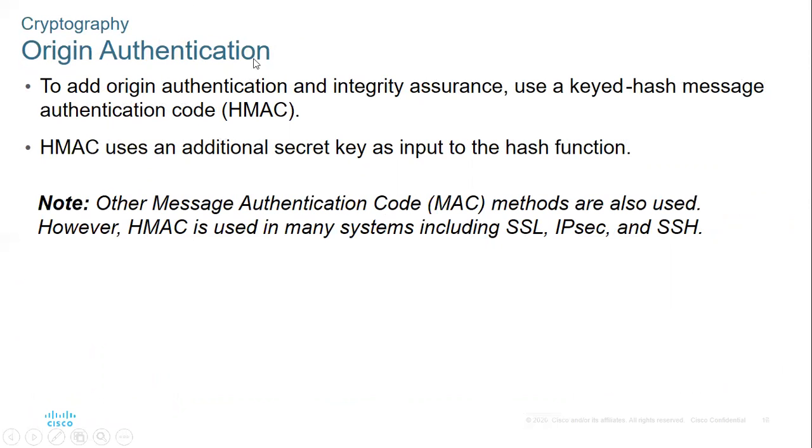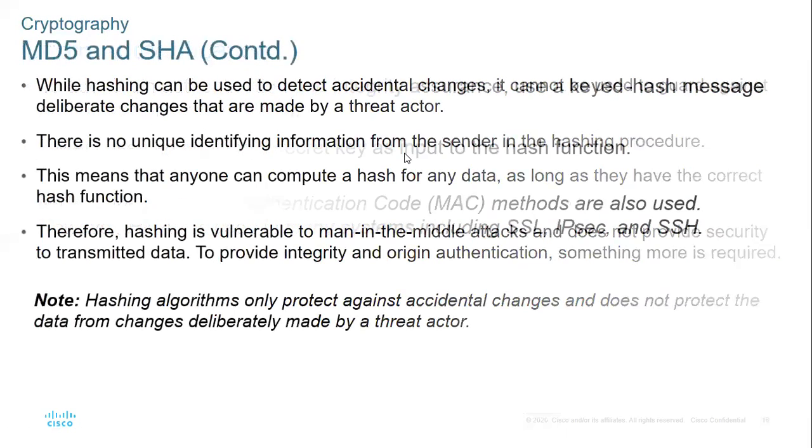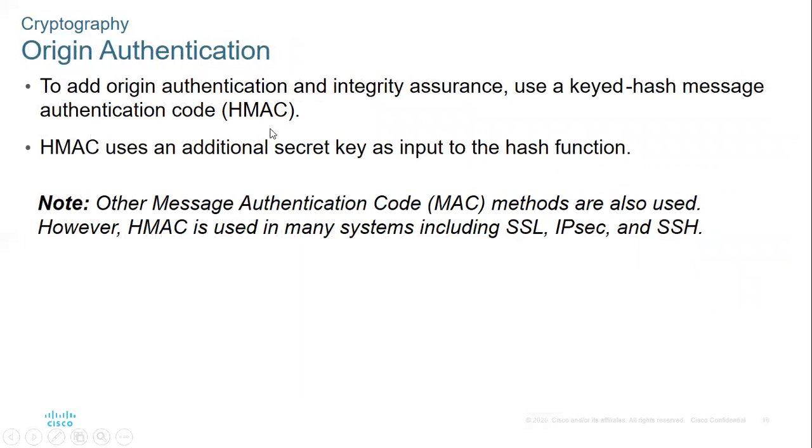To add origin authentication and integrity assurance, we have to use a keyed-hash message authentication code, HMAC. I did explain here. The only difference between SHA and HMAC is that on the HMAC, we're supposed to add the secret key.